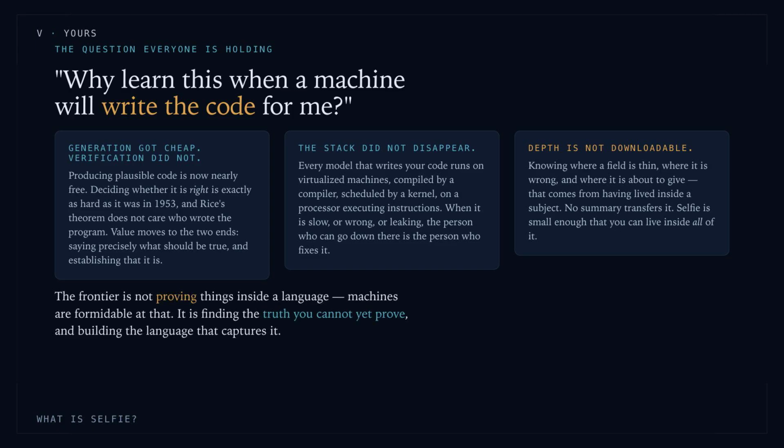The frontier is not proving things inside a language. Machines are formidable at that. It is finding the truth you cannot yet prove and building the language that captures it, which is the argument of a companion lecture if you want the long version.